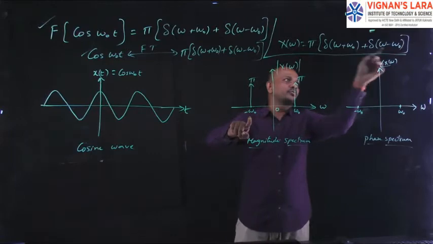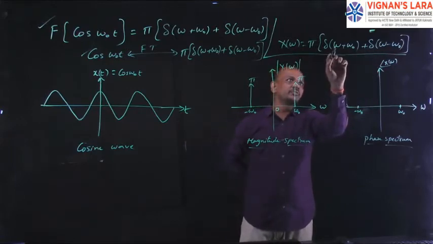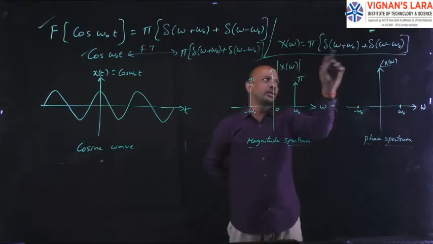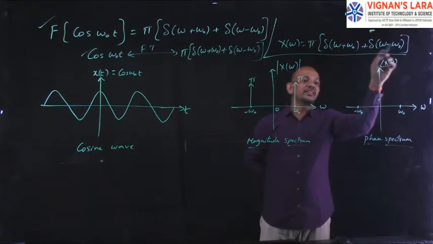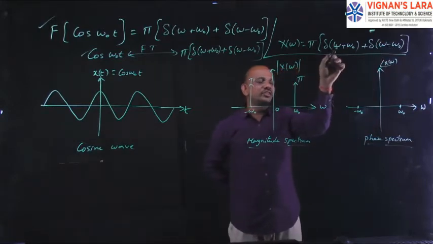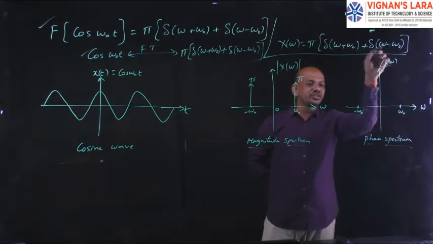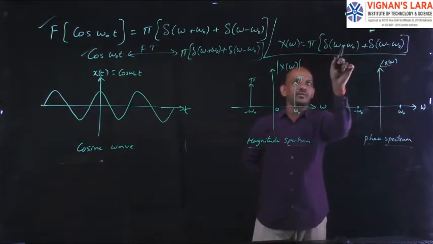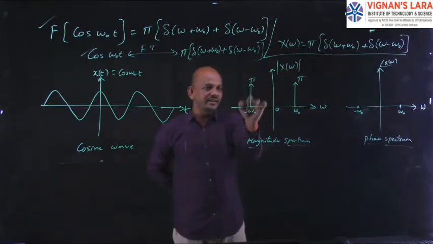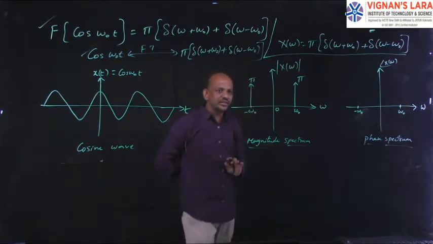So substituting minus omega naught in two places. So this becomes minus omega naught plus omega naught, 0, and minus omega naught minus 2 omega naught. So del of 0 is 1, del of minus 2 omega naught is 0. So 1 plus 0, 1 into pi. So we have a value of pi. Clear? So at minus omega naught.